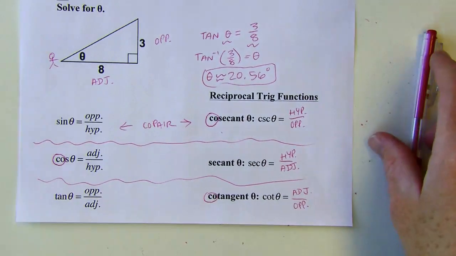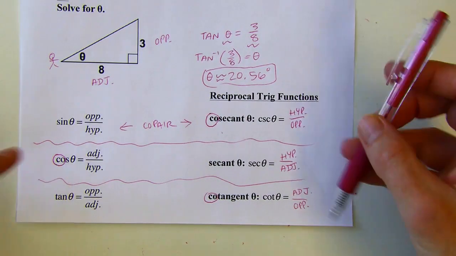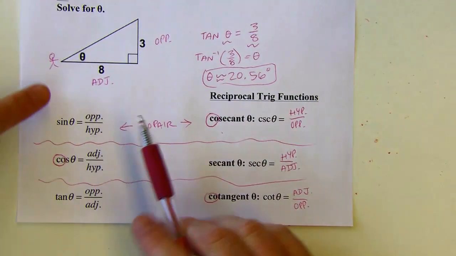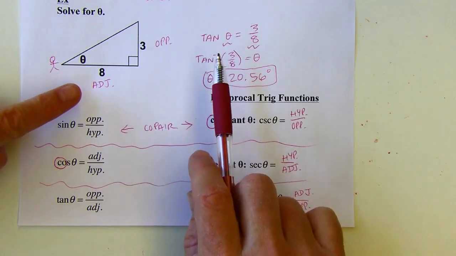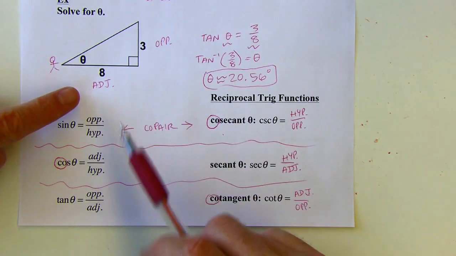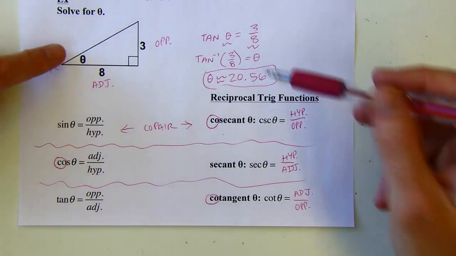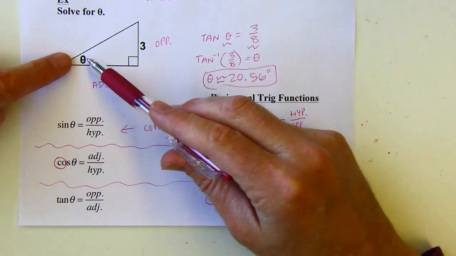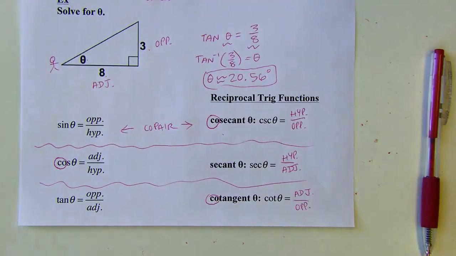Okay. I'm mostly going to be using these three because any problem that you could do with tangent, you could also do with cotangent, but why not just use the originals? There's less to remember then. But you could have done this problem. You could have said the cotangent of theta would equal 8 over 3, and you could solve it that way as well. Okay.